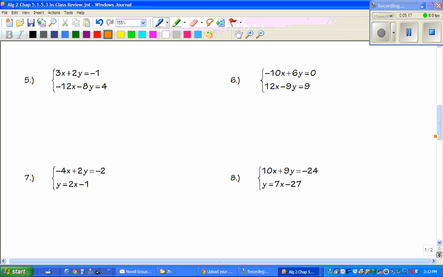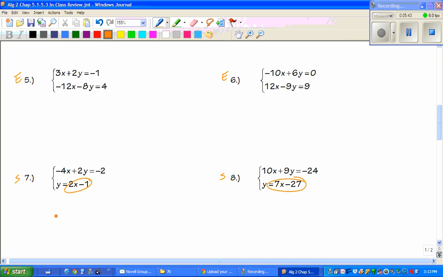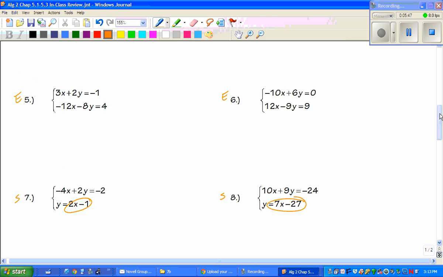Now, looking at the other ones, 5, 6, 7, and 8, I want you guys to try to think what you should use. Go ahead and pause the video, write S or E, and let's see how you do. Okay, so for 5 and 6, I would use elimination because everything kind of lines up. And then 7 and 8, both of them have the y by itself. Can you see that? So that's why I would use substitution on those two.